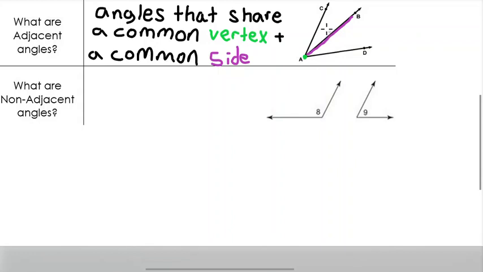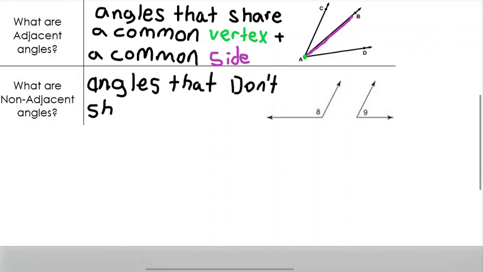Adjacent means the two angles are next to each other. They share a common vertex or point, and they share a common side. Non-adjacent angles are angles that are not next to each other. They're angles that don't share a common side. In this example over here, we have two angles, but they are not next to each other. They don't share a common side, and they don't share a common vertex or a point where they meet. So these are non-adjacent angles.